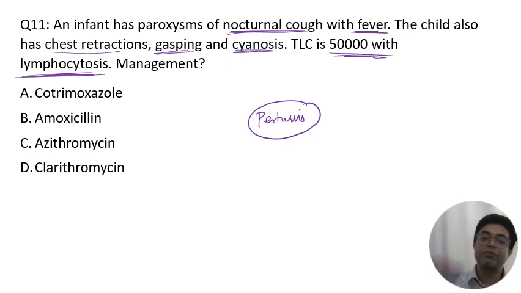And vomiting after cough is also very common. Whoop is characteristically absent in this age group, and that is why the word whooping cough is no longer favored to be used, particularly in younger children. So everything pointing towards pertussis.